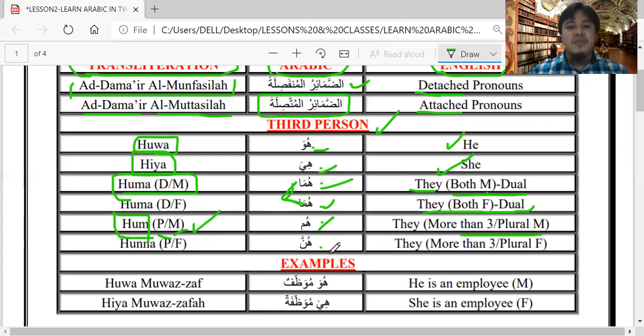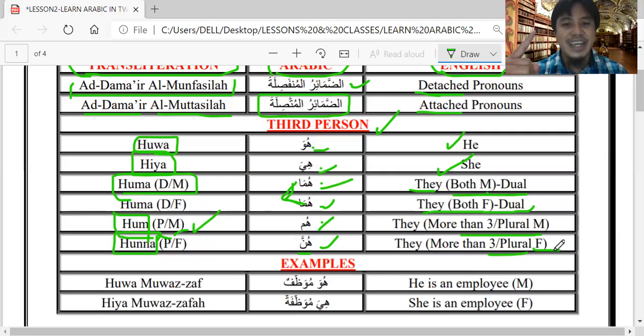Okay, but for the plural third person female, we say hunna, hunna. As you can see here in the transliteration, hunna. Hunna means they, and this is plural from three, four, five, and so forth for female only. So I will say hunna Fatima wa Khadija wa Geraldine, for example. I can use that for all females without male, of course. So these are the third person in Arabic language.